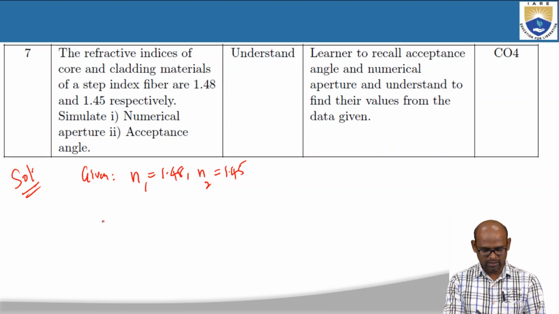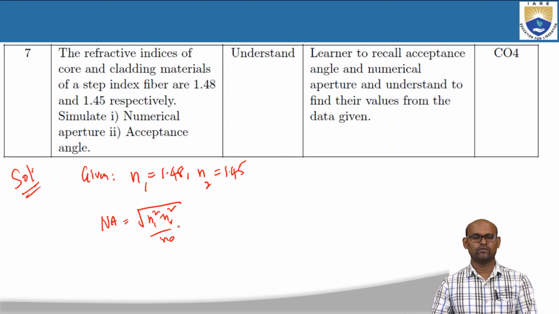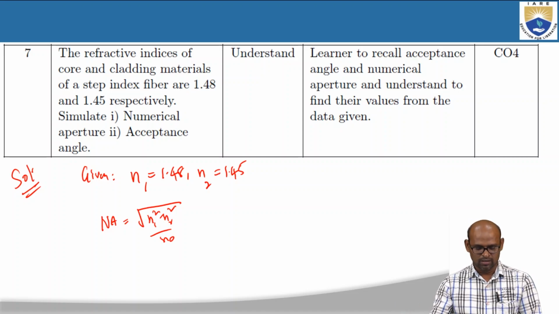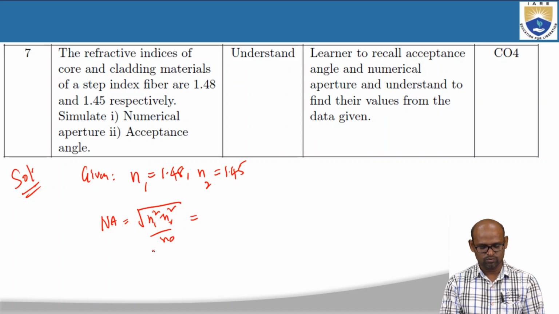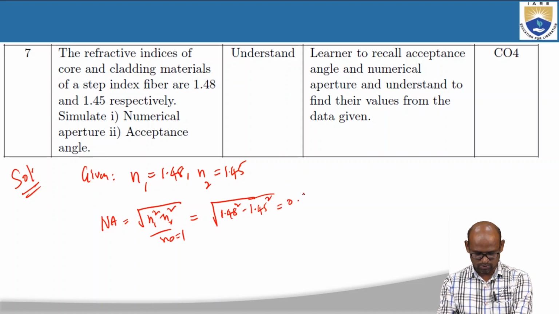So we know the numerical aperture formula is defined as square root of n1 square minus n2 square by n0. N0 they have not mentioned, the media where we launch the light into the fiber. So n0 is the refractive index of the media where we launch the light into the fiber, and we take it as 1. So square root of 1.48 square minus 1.45 square. The numerical aperture is found to be 0.2965.